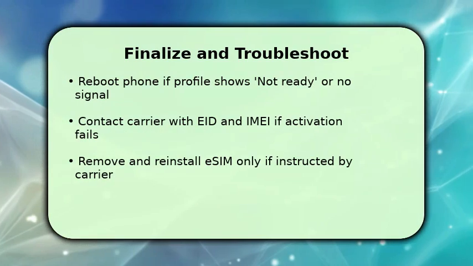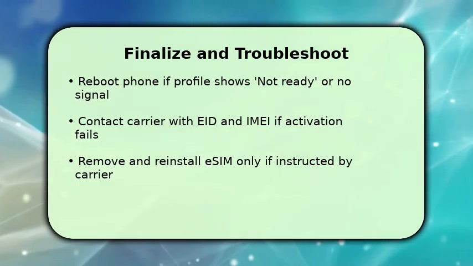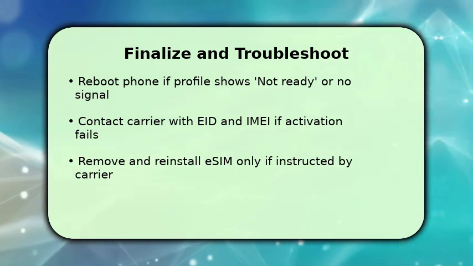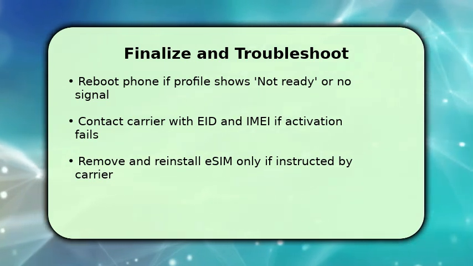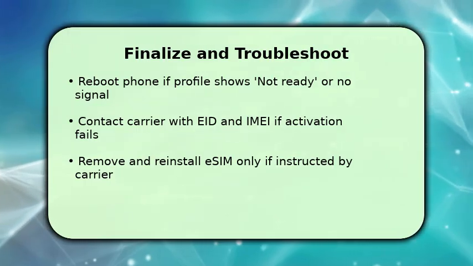You finish by testing calls, SMS, and a data transfer to confirm full service. If something goes wrong, first reboot the phone. This often forces network re-registration. If the problem persists, give the carrier your EID and IMEI so they can verify provisioning on their side.